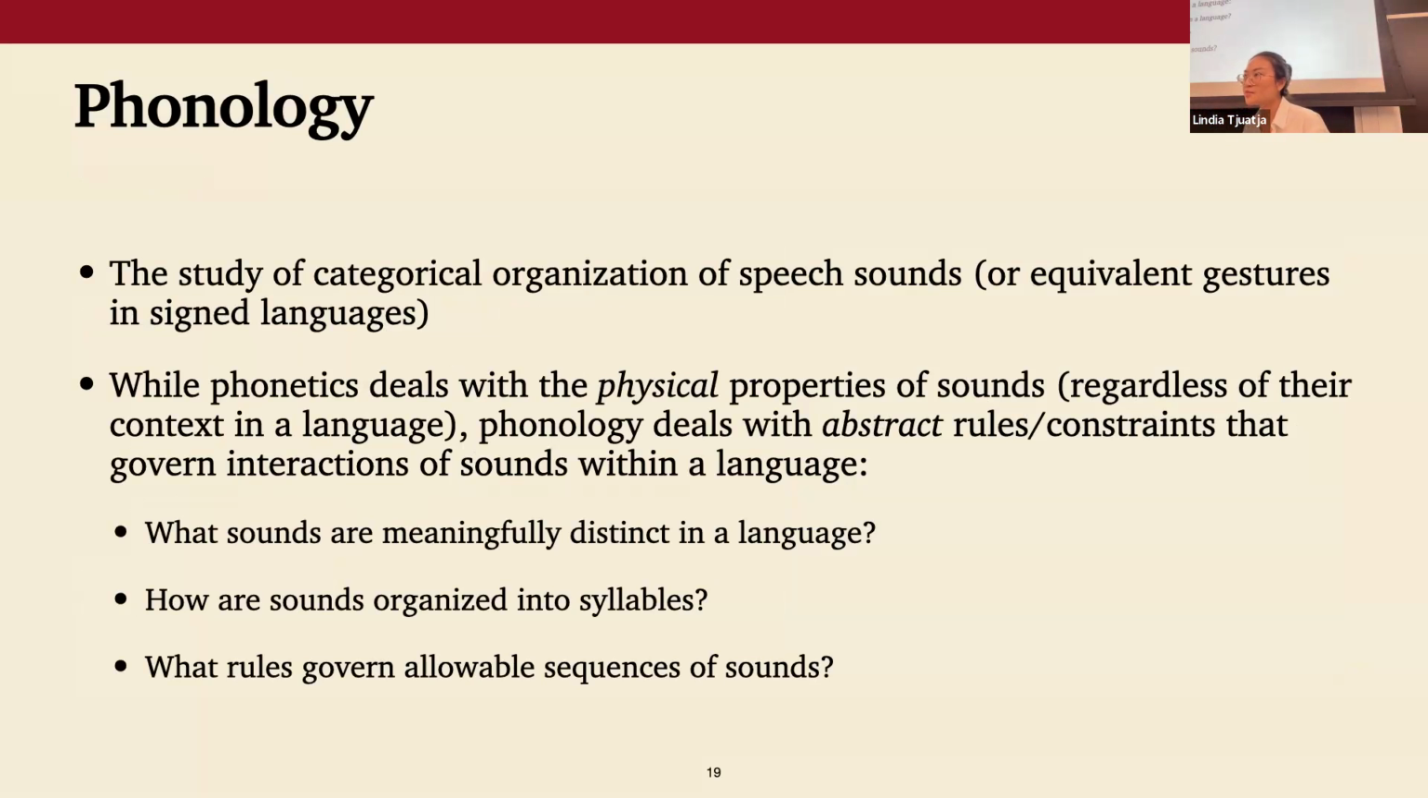Some questions that phonologists might ask are: what sounds are meaningfully distinct in a language? How are sounds organized into syllables? And what rules govern allowable sequences of sounds?